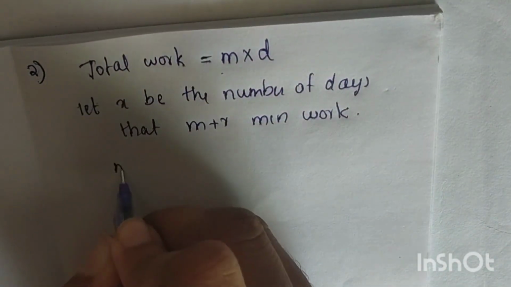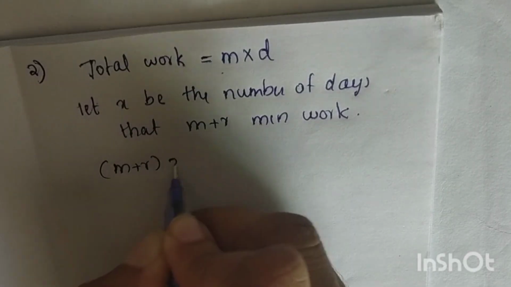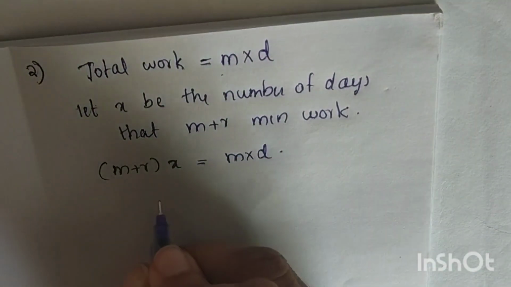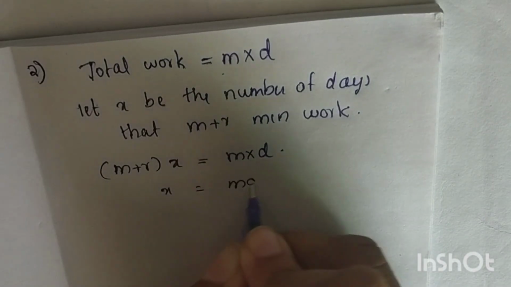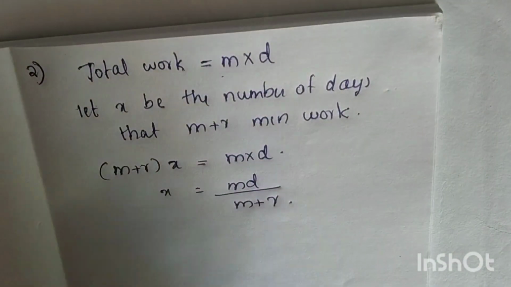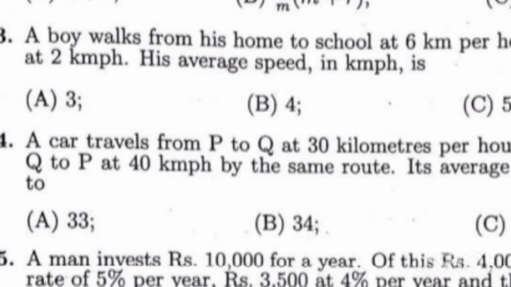So what can we say? M plus R into X is equal to M into D. Then X equals MD by M plus R. That is the answer. So option D is the answer, MD by M plus R. On to the next question.